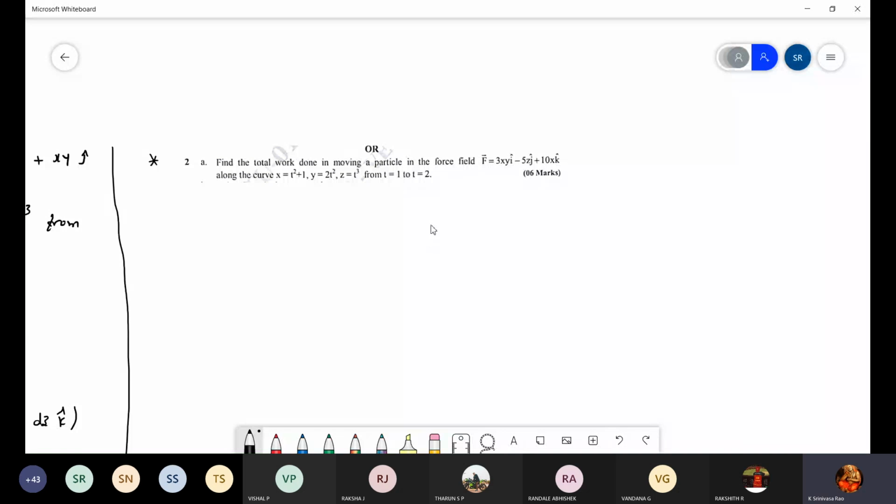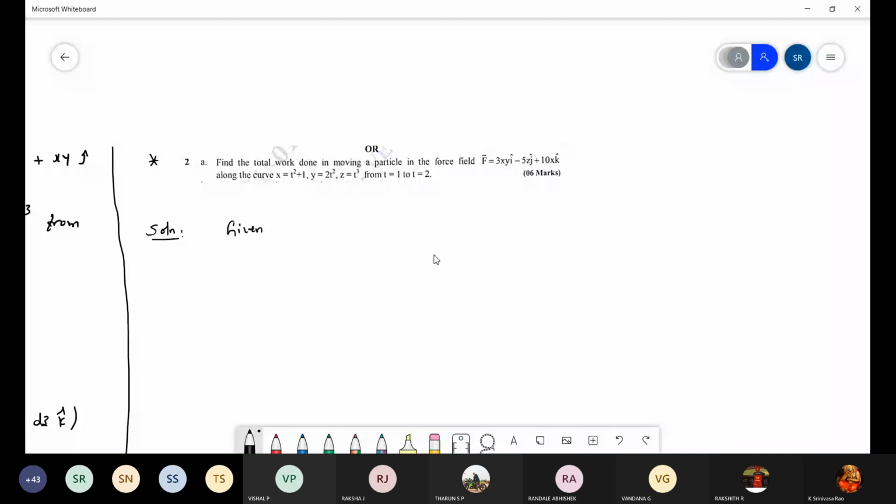Is it visible now? Any questions? Yes, sir. Okay. Take down the question. This is last year's question paper problem. Question number 2A for 6 marks. Yes, solution.